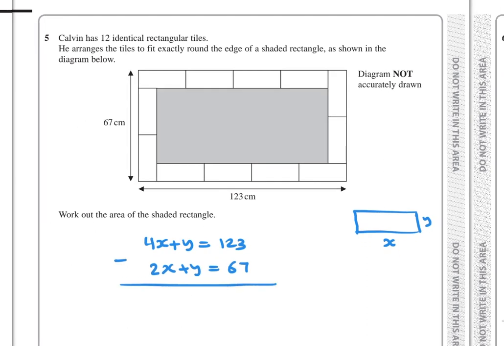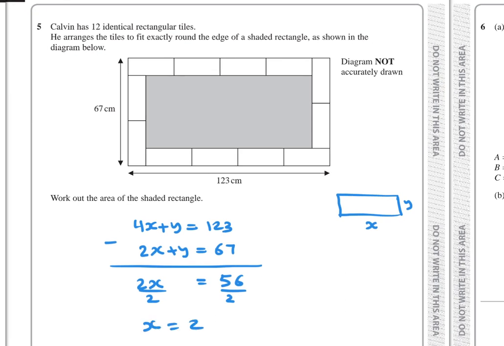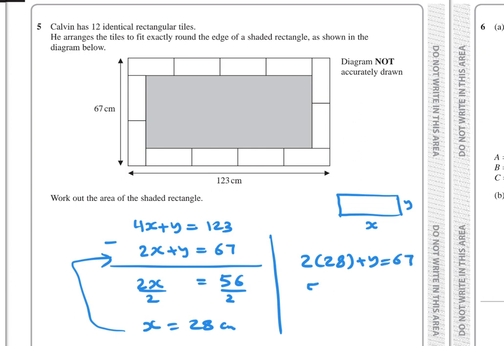If you subtract, 4x minus 2x equals 2x, and y cancels. So 123 minus 67 equals 56. Divide by 2. So x equals 28 centimeters. Now you can substitute in this equation to find y. So 2 times 28, 2x, plus y equals 67. So 56 plus y equals 67. So y equals 67 minus 56 equals 11 centimeters.